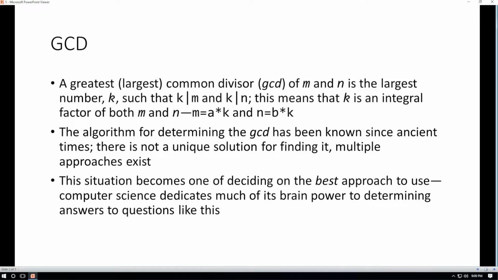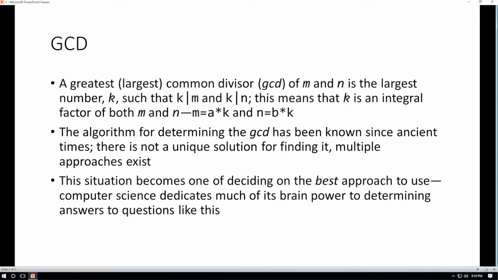This means that for any two numbers, m and n, there is some integer, k, such that k divides m and k divides n. Another way to look at it is that m equals some integer a times k, and n equals some other integer b times k. M and n are both multiples of k.